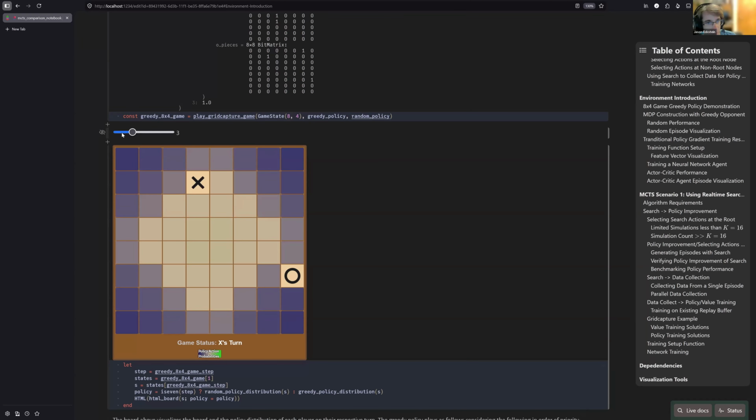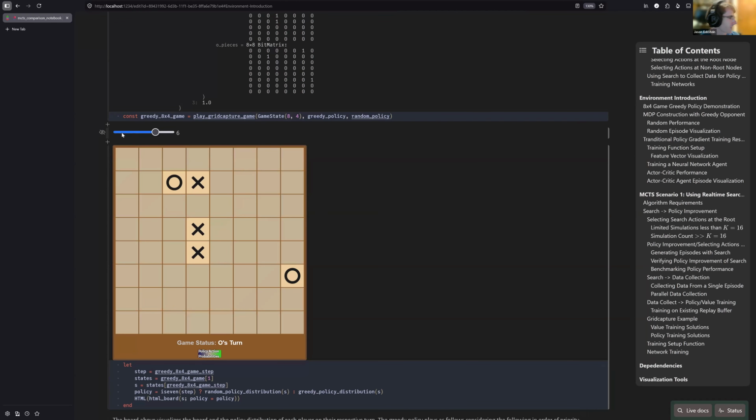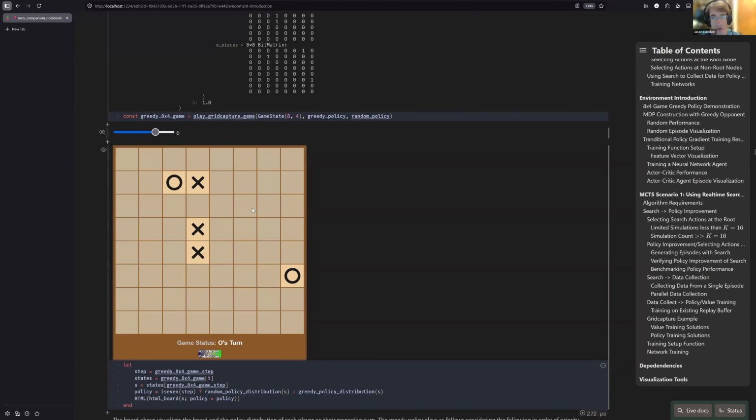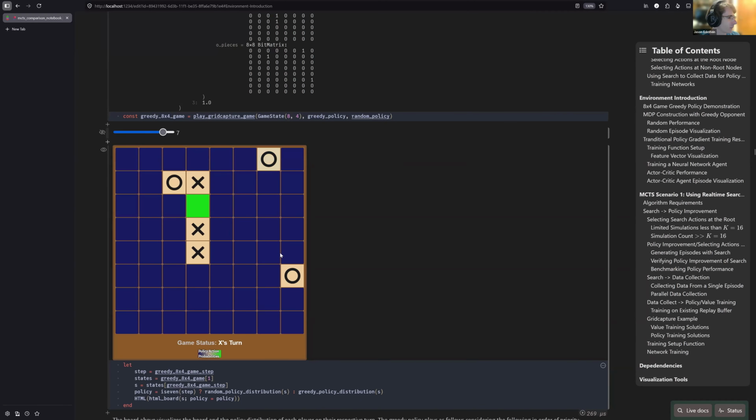Now, every time it's X's turn, we're seeing the greedy policy, which for a while doesn't really do anything except favor moves towards the center, which is just how it's designed. And eventually, here, another random move is made. And then eventually we reach a point where there is a winning move.